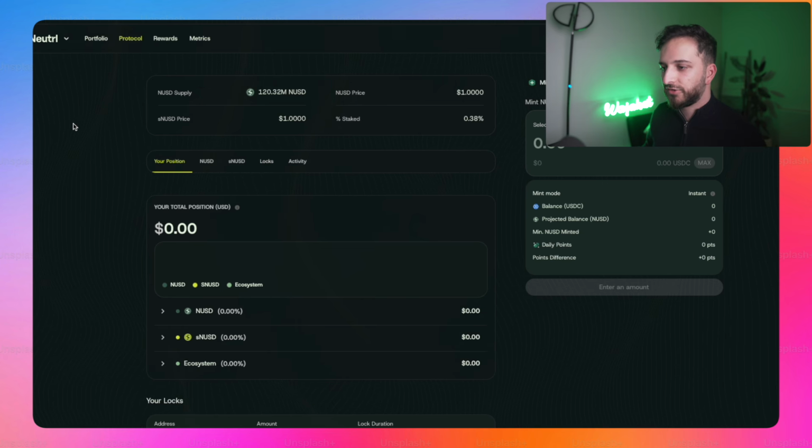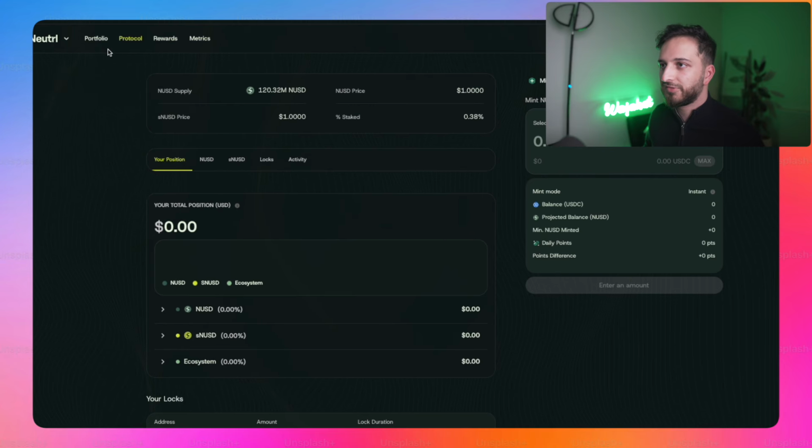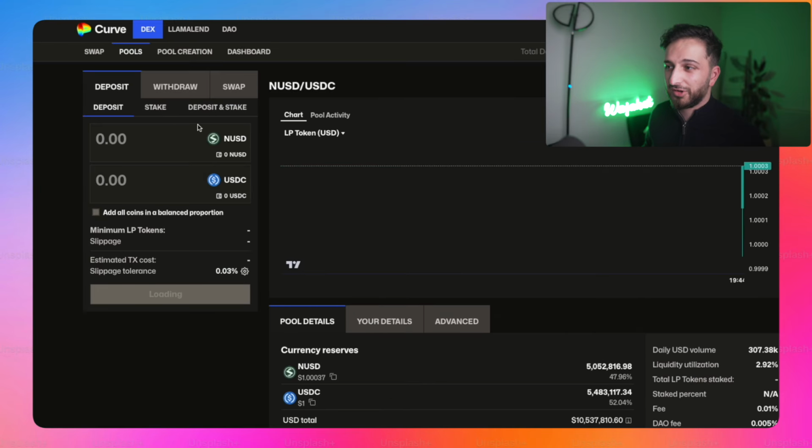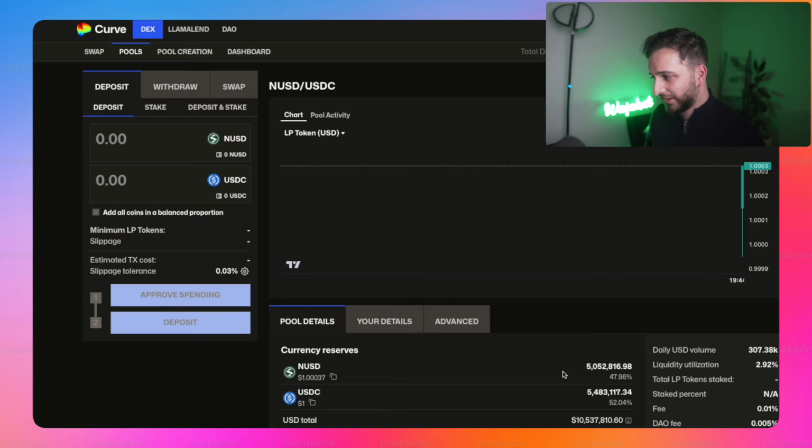Now, there's lots of things that you can do. You can have NUSD by itself, but if you want to earn the yield, you do need to stake it as SNUSD. And so that's what you can do on the Neutrl app today. You can buy yourself some NUSD, either minting it or just going to the Curve pool and buying some. There's some pretty good liquidity here. I think there's 10 million in total. Just launched today, very balanced pool right now, and yeah, you can get your hands on NUSD today.